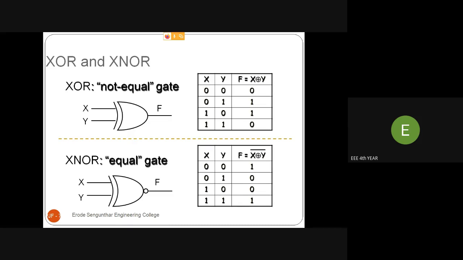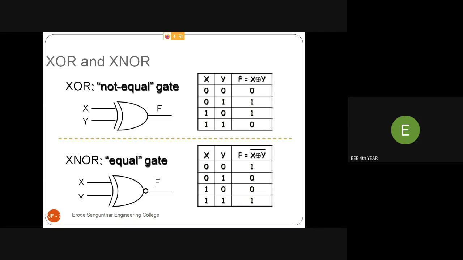Next, the other gates are called XOR and exclusive NOR. The XOR gate is also called the not equal gate. Draw the OR gate symbol with an arc before the inputs X and Y. It is called the XOR gate. See the truth table. The XOR gate is symbolically represented as plus with a circle, called exclusive. So X exclusive OR Y is the XOR gate. If the two inputs are the same, the output is low. If the inputs are different, the output is high.